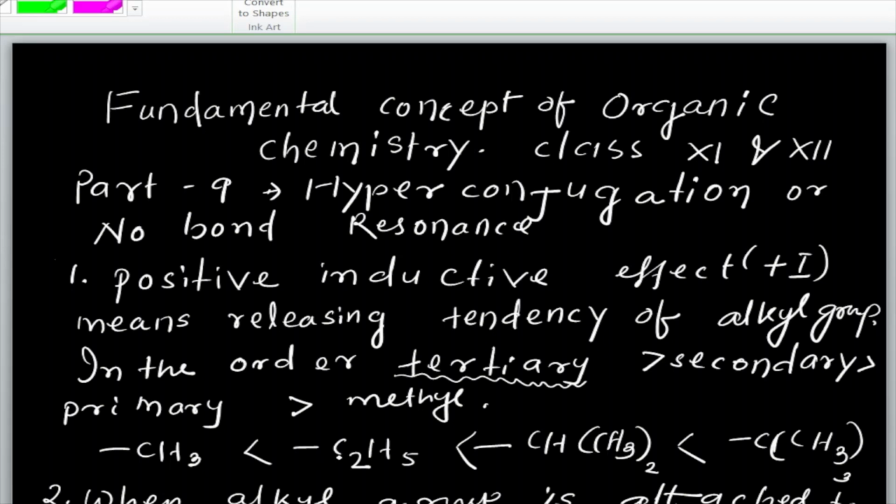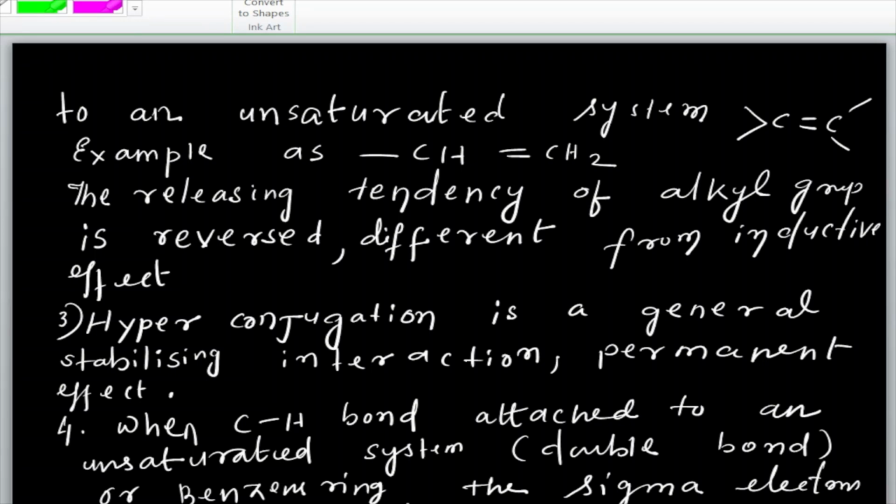That means this one is C2H5. If you compare, this has the highest tendency to release electrons. Here you can observe C(CH3)3, which has three methyl groups, and here two methyl groups, here simply an ethyl group and simply a methyl group. The methyl group has the least tendency to release electrons when compared to tertiary, where three methyl groups are present. Now suppose the alkyl groups are attached to an unsaturated system.